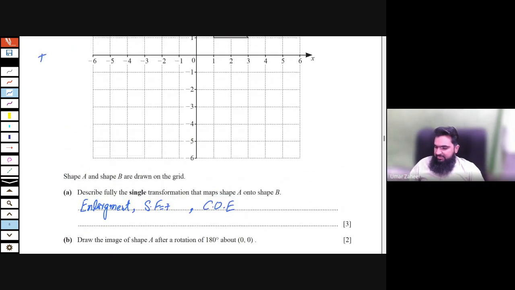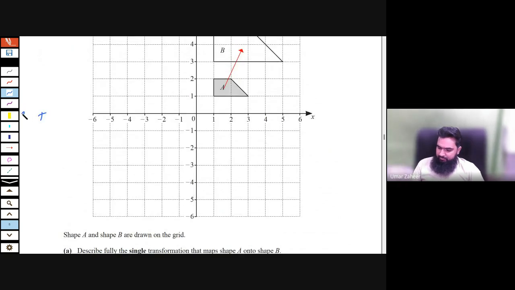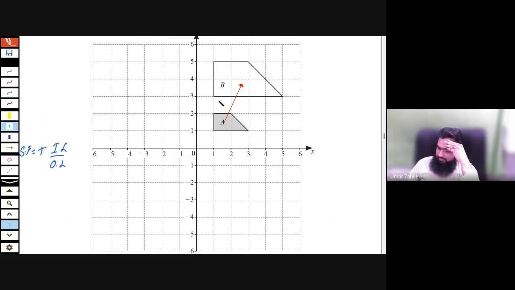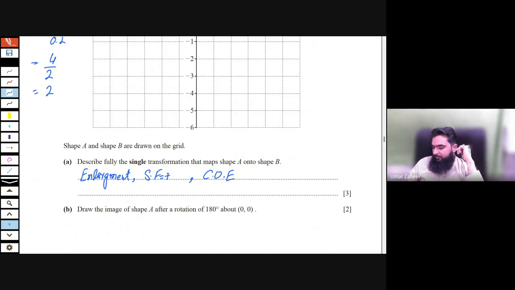Now the formula for the scale factor is image length divided by object length. Take any two sides. This is the image length. This is the object length. Image length is 4 blocks divided by 2 blocks. That is positive 2. So we get the scale factor that is positive 2.